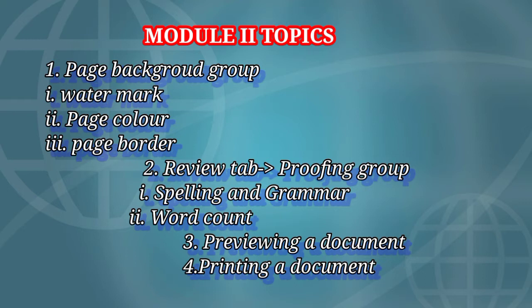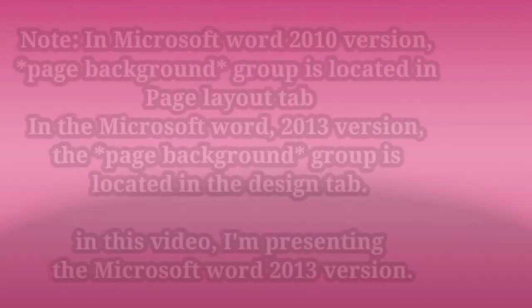Second topic, the review tab. In the review tab we are going to study how to check the spelling and grammar which we created in our document, and word count. Third one is previewing a document and printing a document.